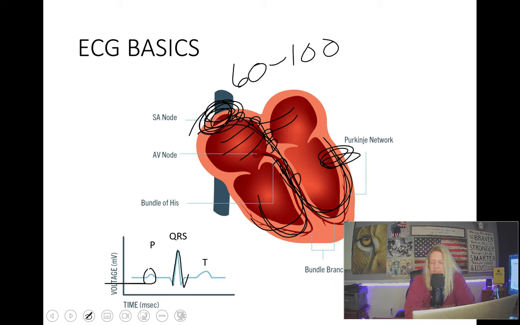If you get a rhythm on the NCLEX, the first thing you should do is, in your mind, circle all your P waves. They're all upright. If I have all upright P waves, do you know what I say to myself? Looking like a sinus rhythm to me. Looks like a sinus rhythm.